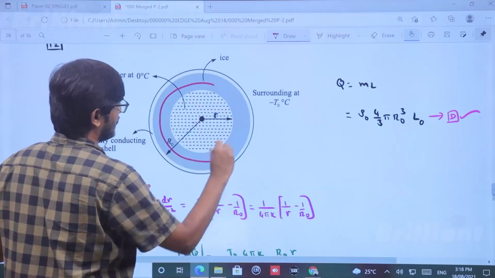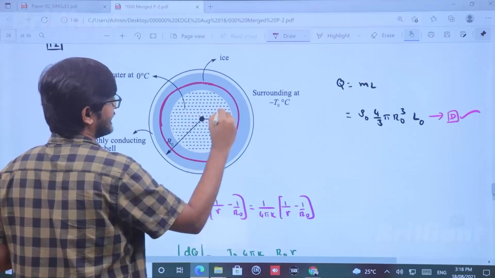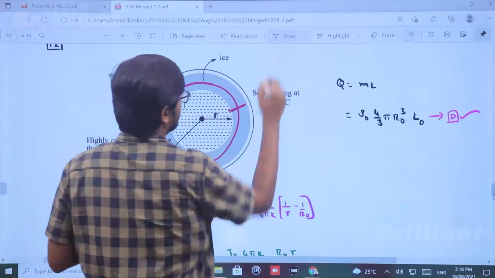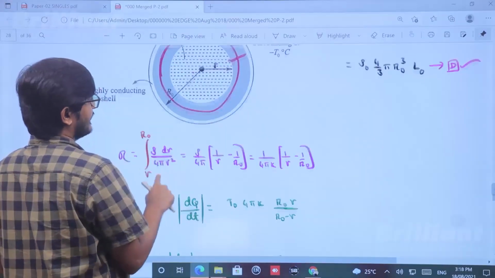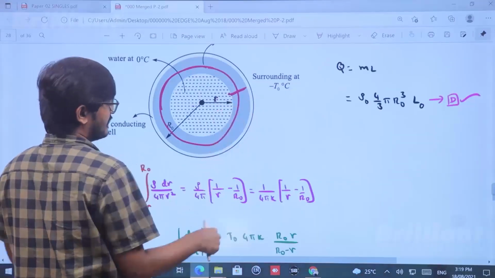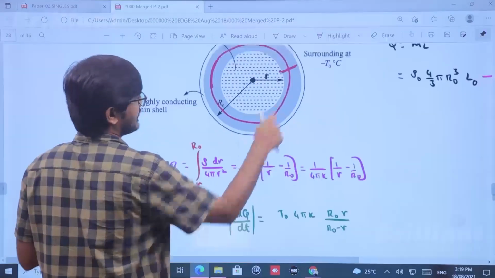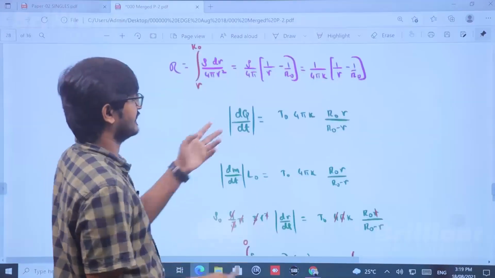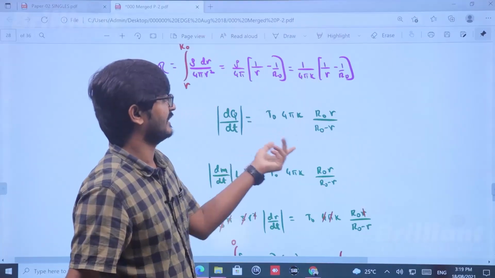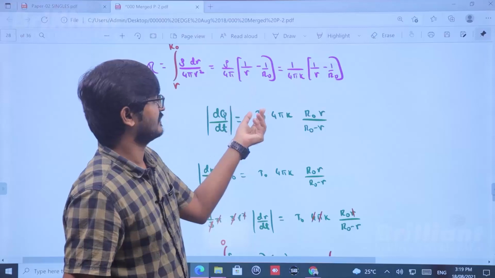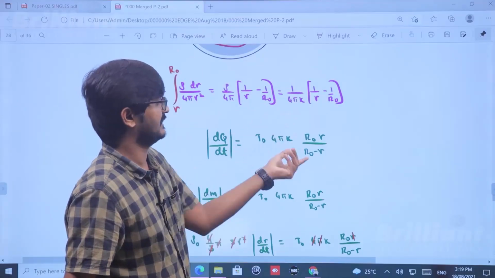I will be taking some small element here. I will be finding this resistance and integrating from here to here to get the total resistance. That small element resistance is rho L by A, and when I integrate from R to R naught, I will be getting the total resistance of that ice. When I know the total resistance of that ice, then I can find the heat current. Heat current is like V by R, or else delta T naught by R.